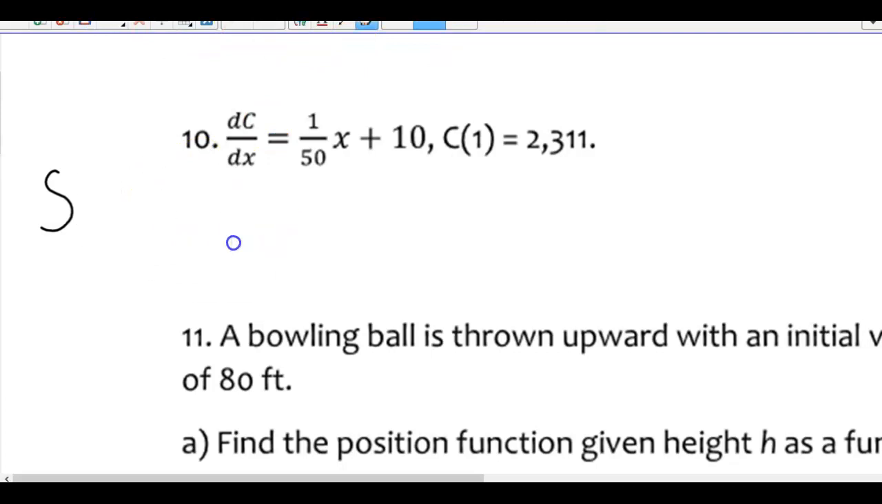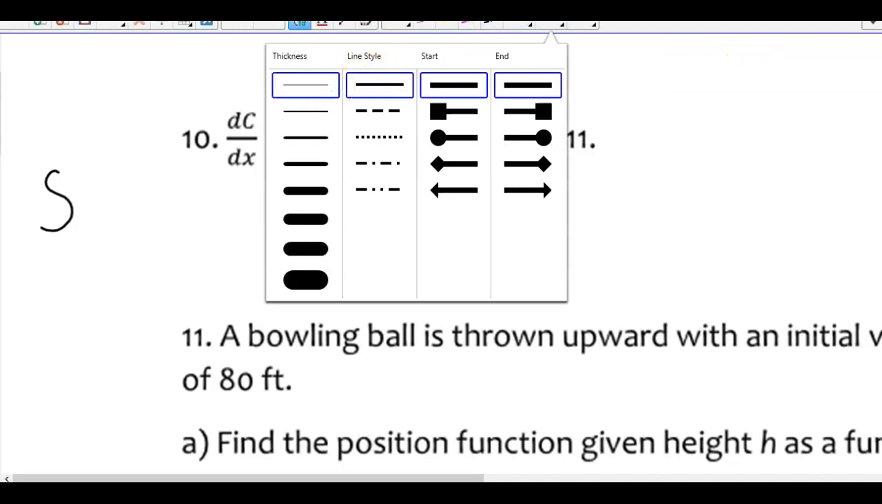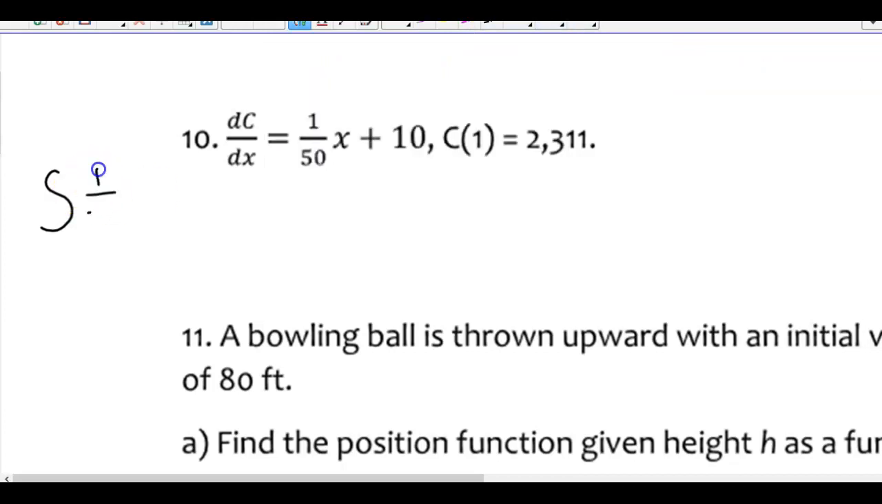Sorry about that. Man, when you change this thing, you've got to change the thickness back.